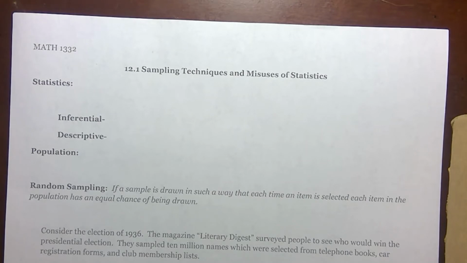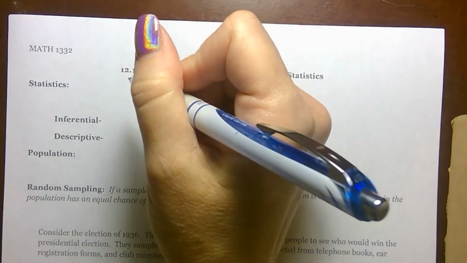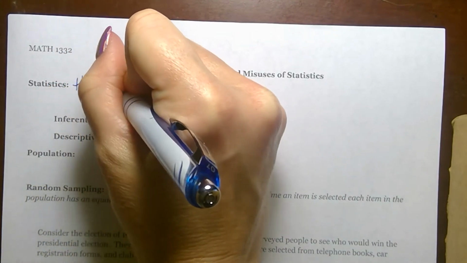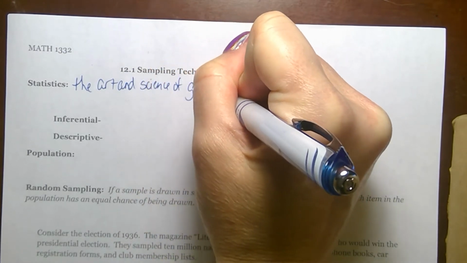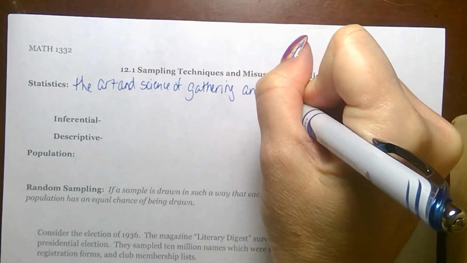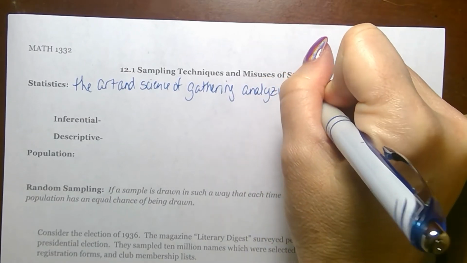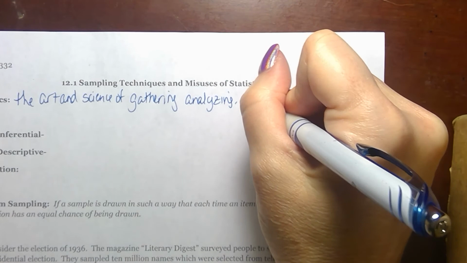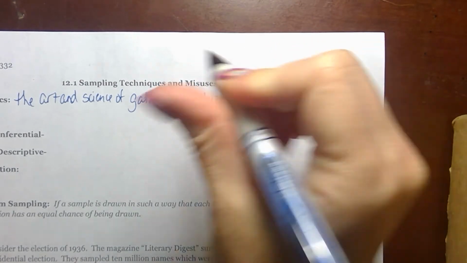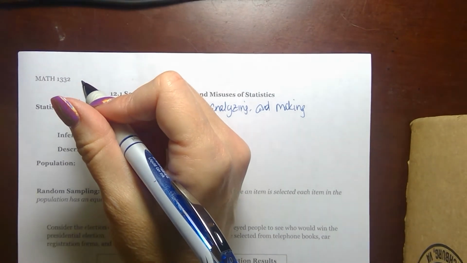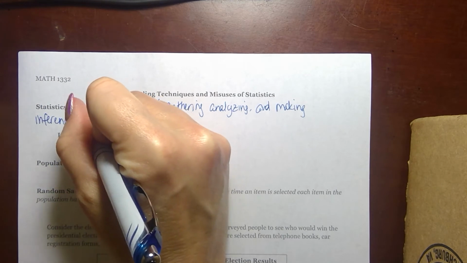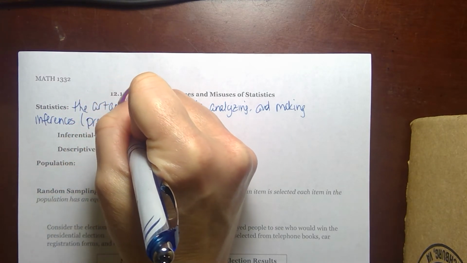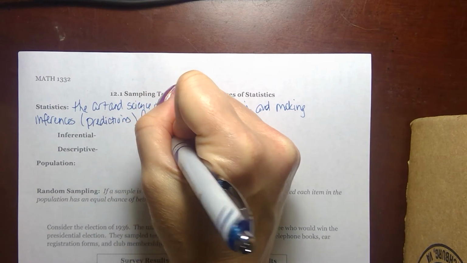But before we talk about sampling techniques, we're going to define statistics. Statistics is both an art and a science. It is defined as the art and science of gathering, analyzing, and making inferences. Inferences are another word for predictions from numerical information.